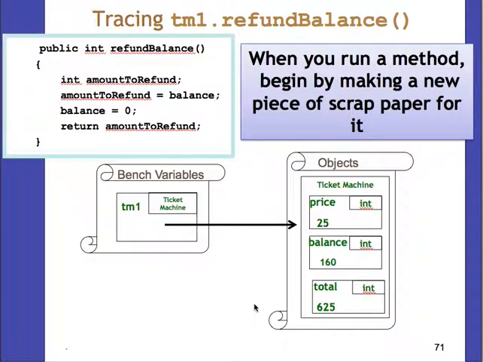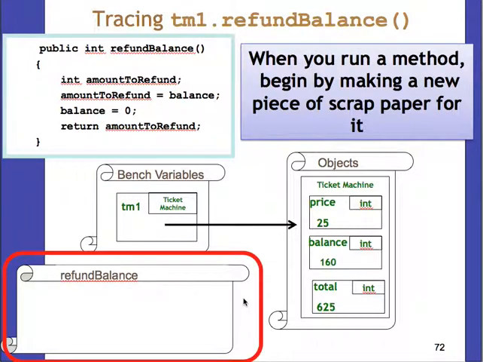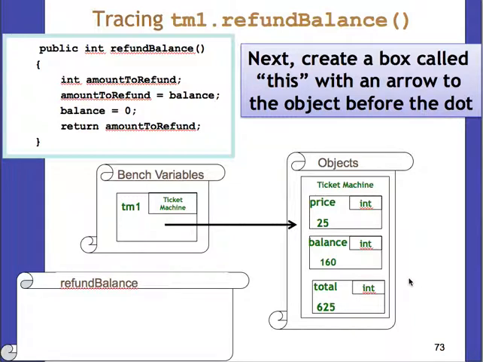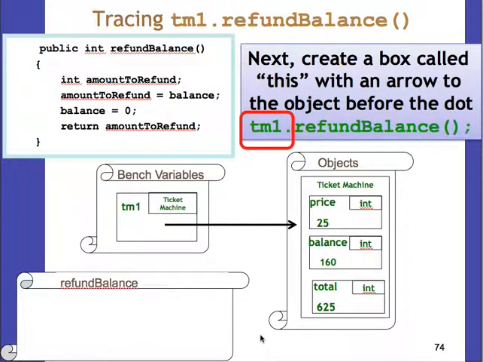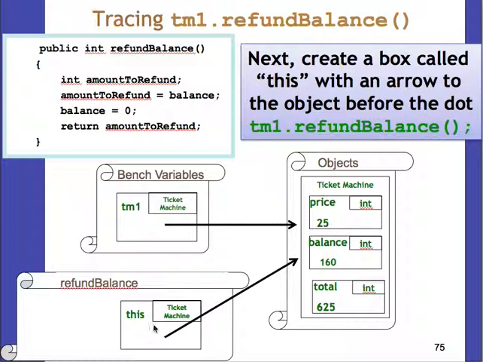Okay, so whenever you run a new method, we're running refund balance method on the object TM1, right? First, make a new piece of scrap paper for it. So there you go. Next, you want to make a box called this with an arrow to the object before the dot. So in this case, we've got TM1 dot refund balance. So we're going to make a new box called this that has an arrow that points to the same thing that TM1 points to. And we're going to put that in our new piece of paper, right? So TM1 was the thing before the dot. So there we go. We've got this, and it points to the same thing that TM1 points to. Okay?